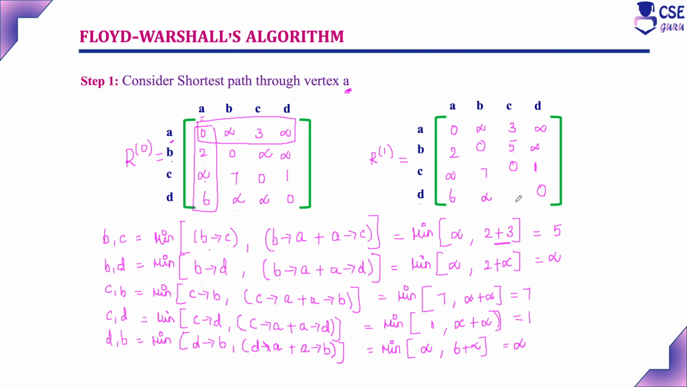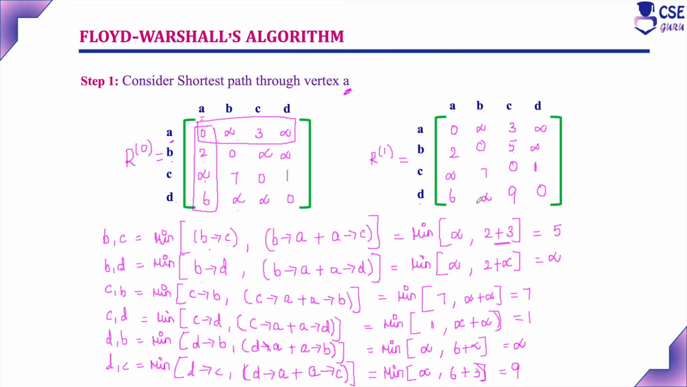Next, D to C we need to find. So, minimum of D to C is infinite, D to A and A to C. D to A is 6 and A to C is 3. So, 6 plus 3, 9 we will get. So, the distance is 9. This is the new matrix we have found through the vertex A. That is the shortest path through the vertex A.